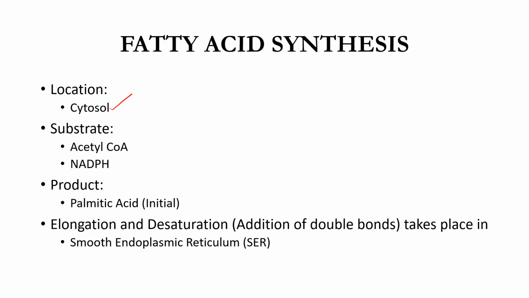There are two major substrates needed for the synthesis of fatty acid, and that is acetyl coenzyme A and NADPH. Usually the initial outcome or the final product is palmitic acid.